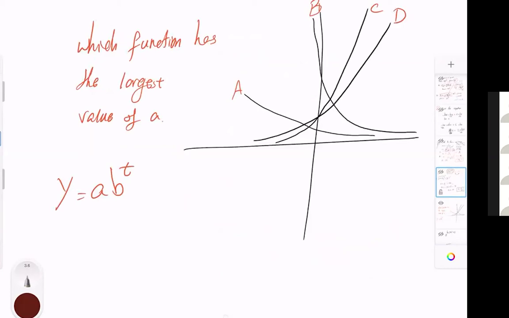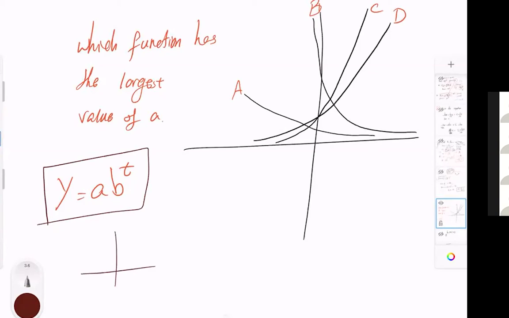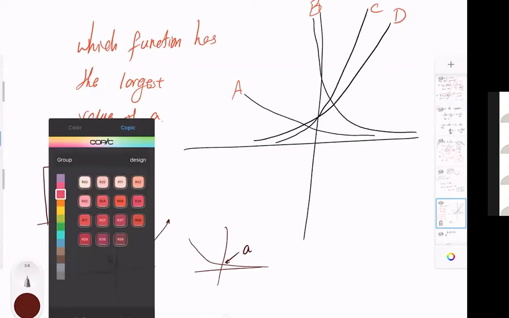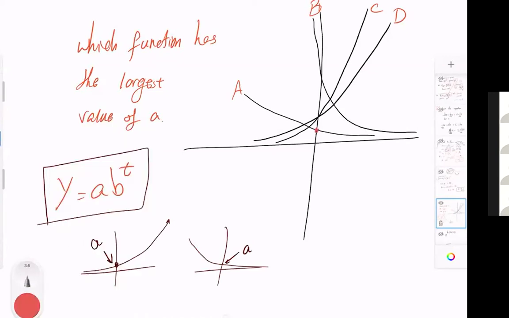Which formula has the largest value of a? So all of them are exponential functions. Exponential functions are increasing or decreasing, like decay. We learned that this point is the initial value, a, correct? So now which one has the highest a? These two have the same value of a, and this is a. So the one which has the largest a will be the graph of b. So you pick b.